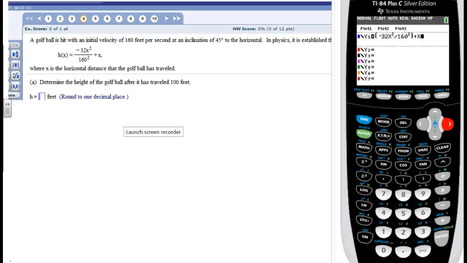From your college algebra course, section 3.2 to 3.3, this is problem number 4. A student asked me about how to determine the height of the golf ball after it's traveled 100 feet. I would type this into your calculator.